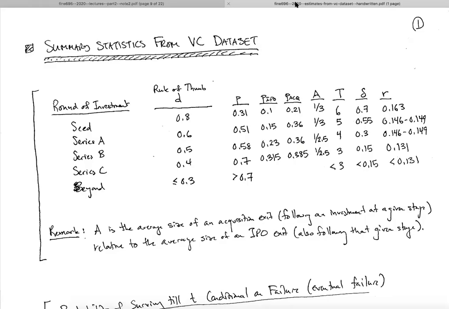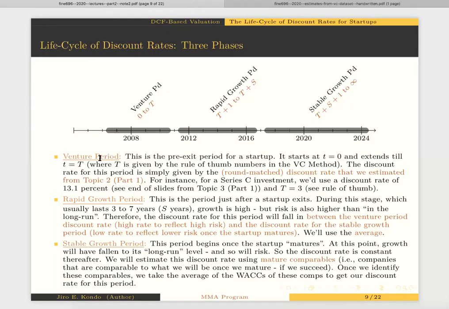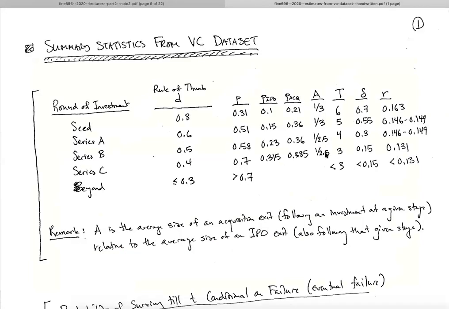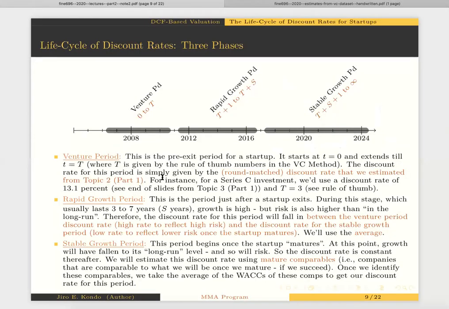One thing I did try to do with this historical data set on VC investments is separate not just by round of investment, but also by some categorization of industries. But I wasn't able to find statistically significant differences in the R's across different industries. So that's why I'm just advocating using the same R across all industries and just thinking about matching on what stage of the life cycle a startup is at. So for the venture period, just again, use this source of data to pick out an R. That's the best we can do given the data that we have.